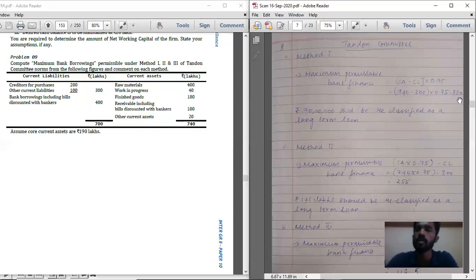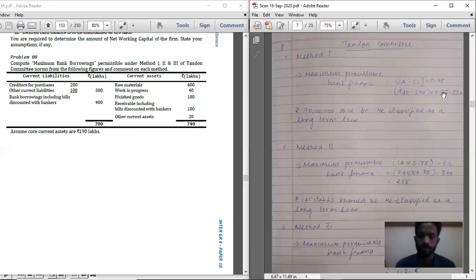But maximum permissible loan as per method 1 is only 330 lakhs. So 400 minus 330 lakhs is equal to 70 lakhs. So rupees 70 lakhs should be converted from working capital loan to long-term loan. Simple. Can you understand now?